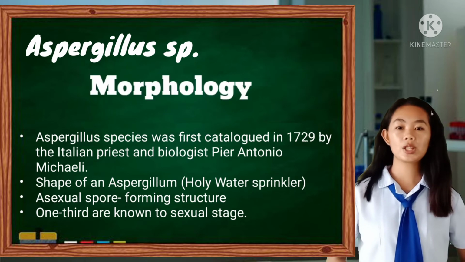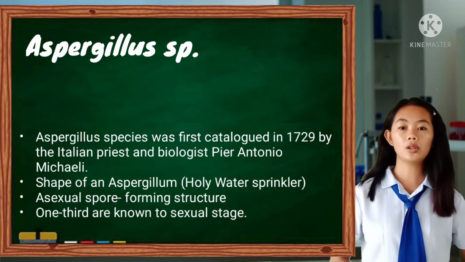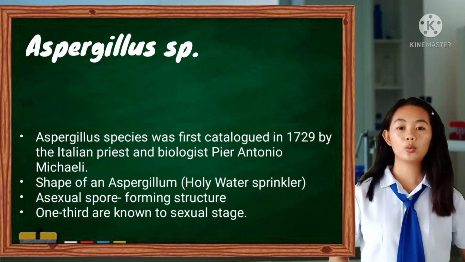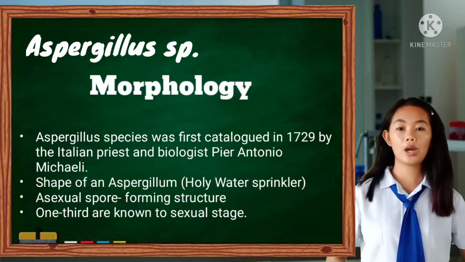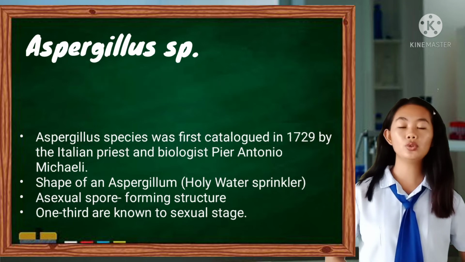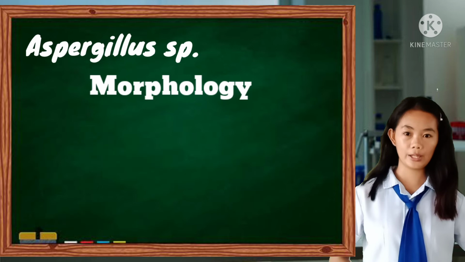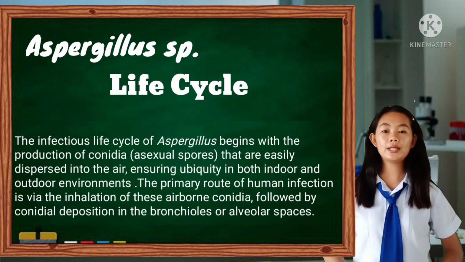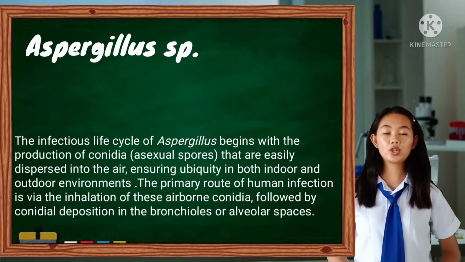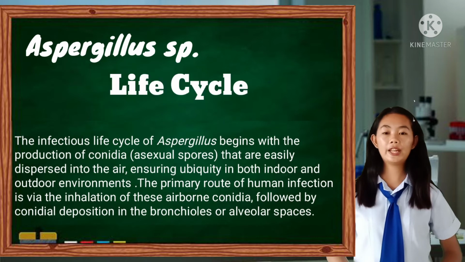Aspergillum is an asexual spore-forming structure common to all Aspergillus species. Around one-third of species are also known to have a sexual stage. While some species of Aspergillus are known to cause fungal infections, others are of commercial importance. Aspergillus species are predominantly saprophytes, growing on dead or decaying matter in the environment.